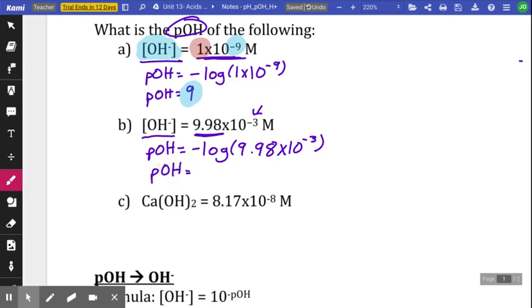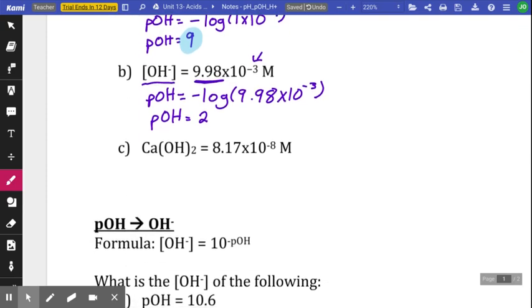If you've got a TI-83, the log button is over there on the left side of your calculator. It is right beside the number 7. So you're going to plug that into your calculator, and you should end up with 2 as your answer. So your pOH would be 2 there.